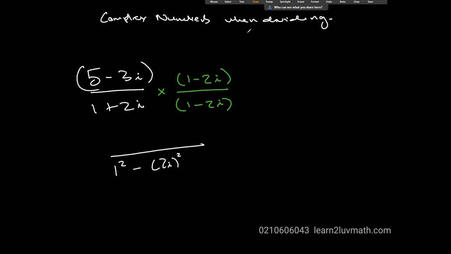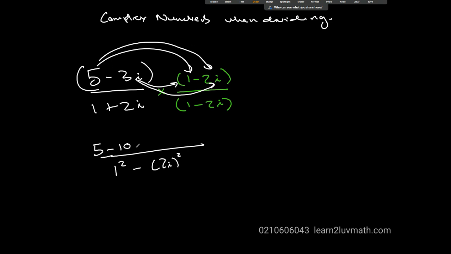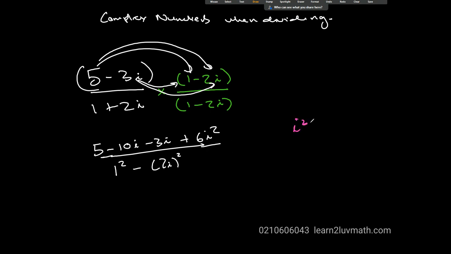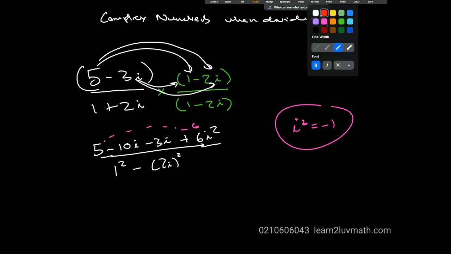And the top part, we can use normal multiplication, first, outer, inner, last, and work that out separately. So let's go. 5 times 1 gets me 5. And 5 times negative 2i gets me negative 10i. Negative 3i times 1 gets me negative 3i. Negative 3i times negative 2i gets me positive 6i squared. The moment you see i squared, just remember that's negative 1. i squared equals negative 1. So this can be replaced with negative 6 at the top there. And then 5 minus 6 becomes negative 1 in the next line.